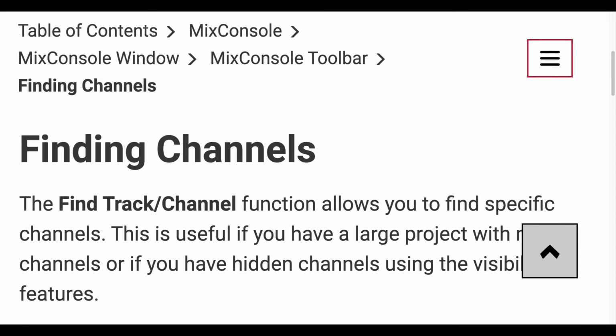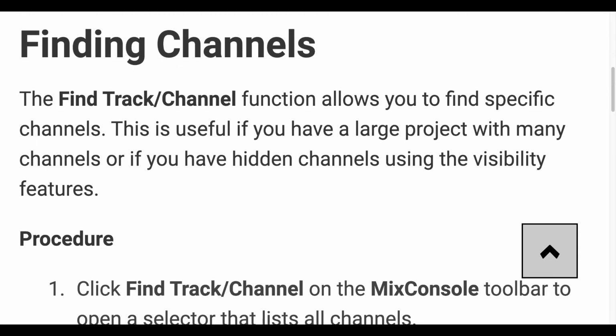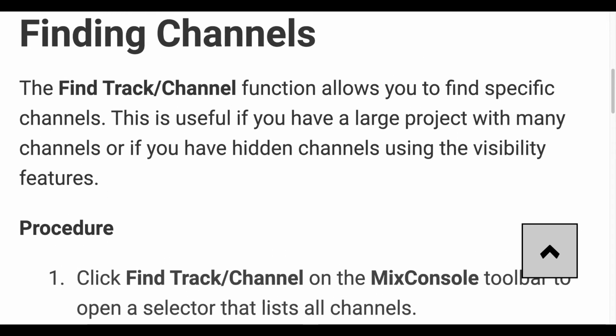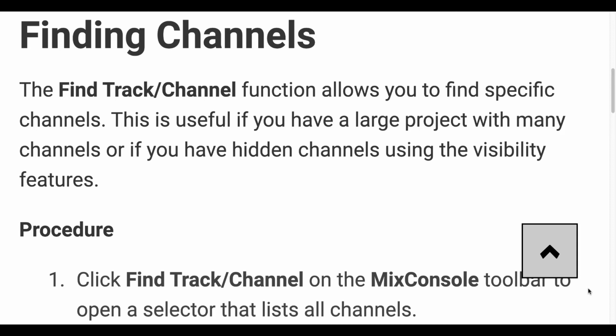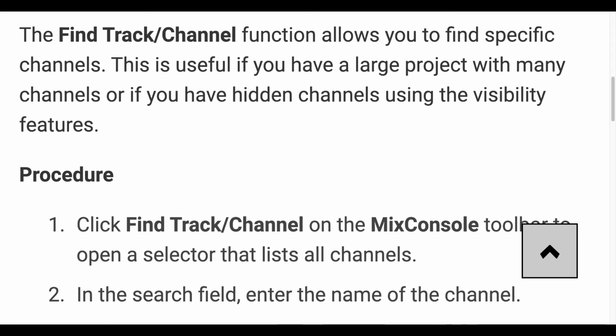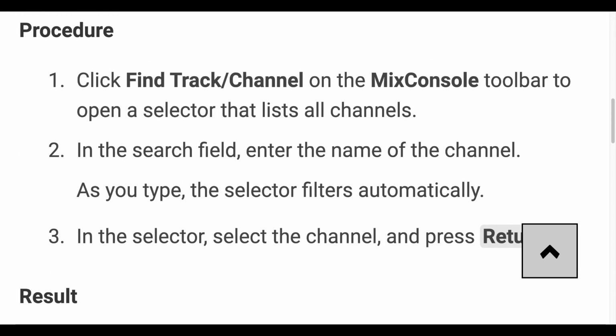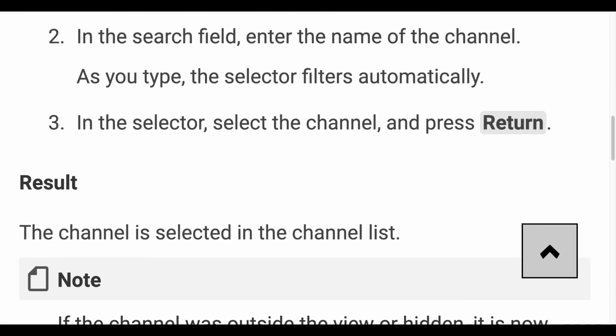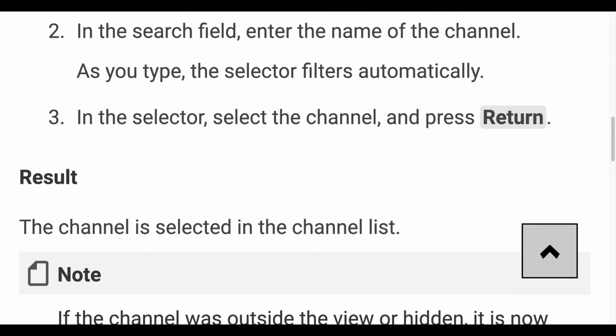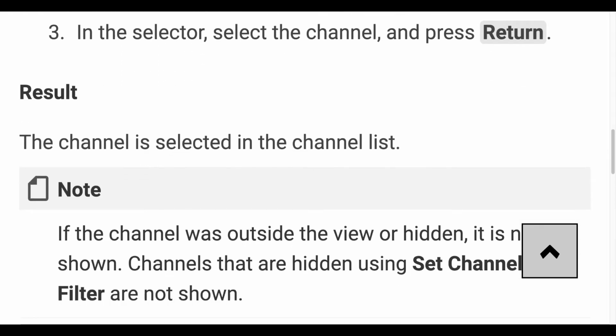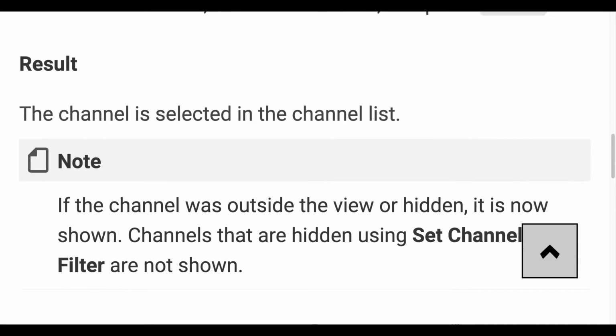MixConsole snapshots. Finding channels. The find track/channel function allows you to find specific channels. This is useful if you have a large project with many channels or if you have hidden channels using the visibility features. Procedure. Click Find Track/Channel on the MixConsole toolbar to open a selector that lists all channels. In the search field, enter the name of the channel. As you type, the selector filters automatically. In the selector, select the channel and press Return.